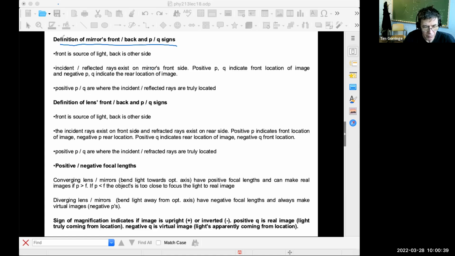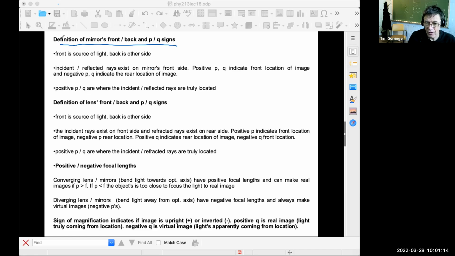Firstly, just the meaning of the front and the back of a mirror. For the case of the mirror, the front of the mirror is where both the incident rays and the reflected rays live. They're both living on the front of the mirror. The back of the mirror is the other side. There are no reflected rays or incident rays on the back of the mirror. So that's an important point about the mirror.